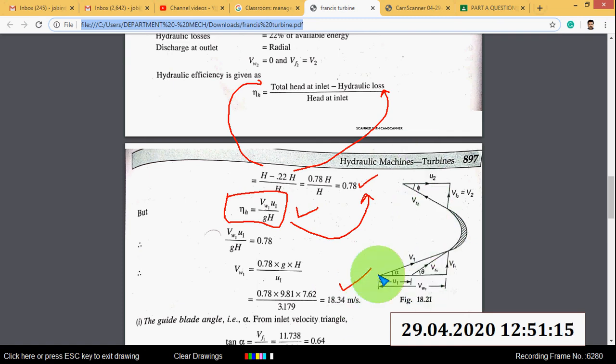So this is the velocity triangle of the Francis turbine. You have to draw this. This is the velocity triangle at inlet and this is the velocity triangle at outlet. Here the outlet is actually radial, that means Vf2 is equal to V2 and Vw2 is equal to 0. This is the condition here.